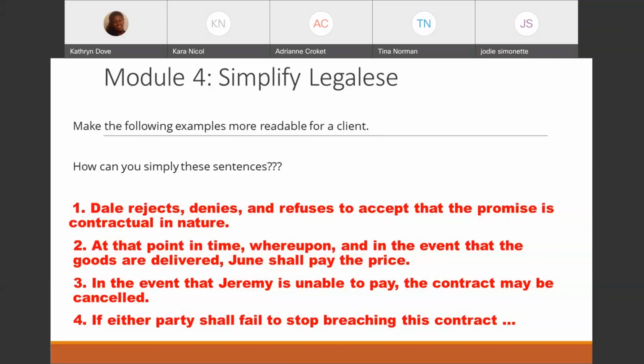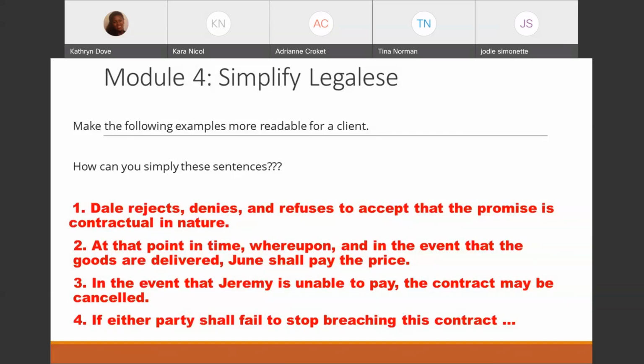So we will continue on. Technical difficulties have been solved, and we're here simplifying legalese. Number 3, in the event that Jeremy is unable to pay, the contract may be canceled. Jody, how can we simplify that? If Jeremy is not going to pay, the contract is canceled. Good, good. You could keep the maybe, because that gives a little more flexibility.